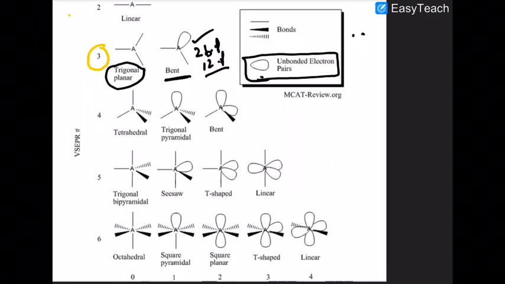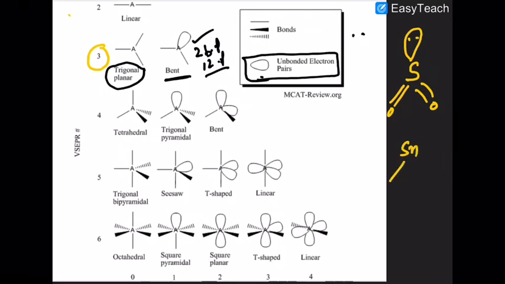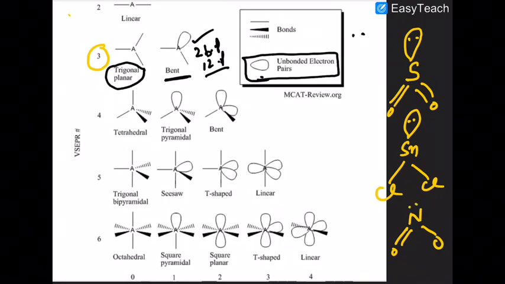Yesterday I told you already about that. Look at the case of SO2. In the case of SO2, it is a bent structure. In the case of SnCl2 also, there is a bent structure. In the case of the nitrite ion also, it is a bent structure. Why? Because in all of them, one lone pair is present on the central atom.